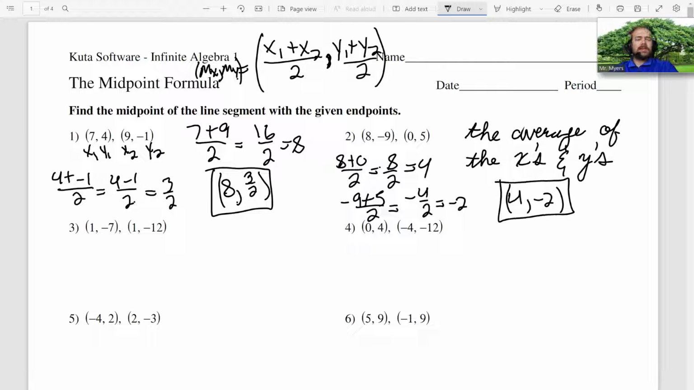And some teachers don't care. I would say most teachers probably want the answer written as a point. Some teachers might want you to put like x equals, y equals, but I think most teachers want you to put it as a point because that's what it is, right? It's the midpoint. It's a point. So you would want to write it as a point.